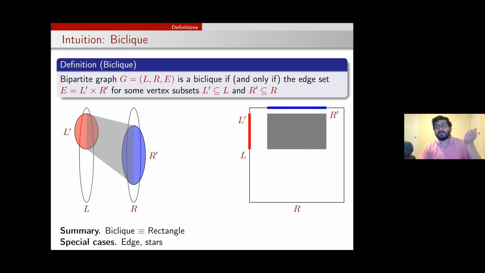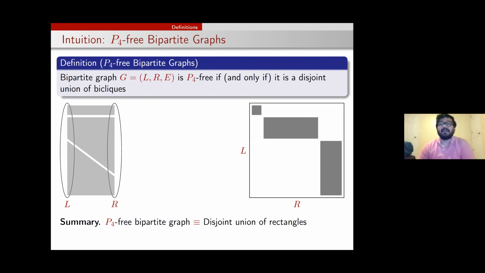Stars, where the center is in one partite set and the leaves are in the other partite set, are also a special case of a biclique. Now, P4-free bipartite graphs are graphs such that each connected component is a biclique. I want to emphasize that the connected components need not have the same size. For example, the first connected component here has equal left and right subsets, while the second and the third do not. Pictorially, a P4-free bipartite graph looks like a disjoint union of rectangles. This is the formal definition of a P4-free graph.